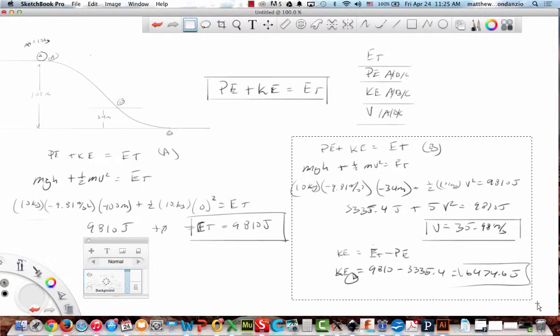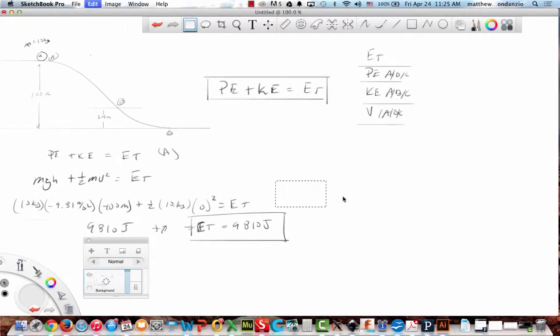So again, don't take a shortcut. I'm going to count off, if not for the sake of your own logic, because I'm going to take points away. So what's my equation for energy at C? It's the same thing. PE plus KE equals ET, right? So mgh plus 1/2 mv squared equals ET. What's my h at C? 0. So that goes to 0.